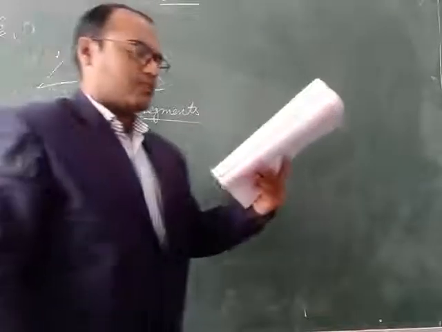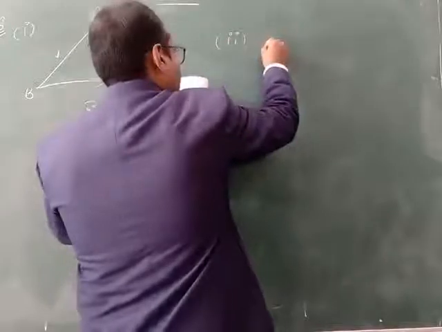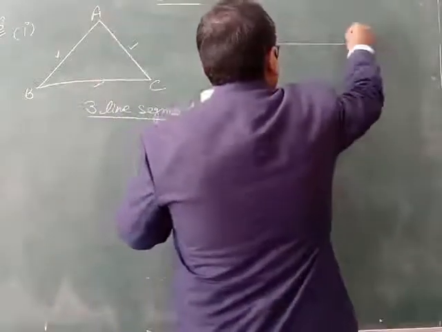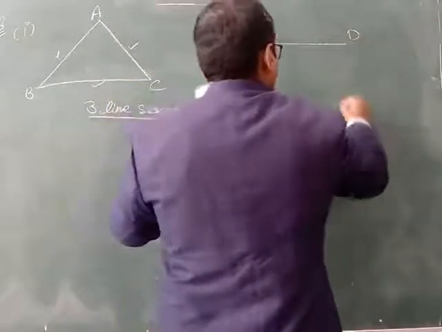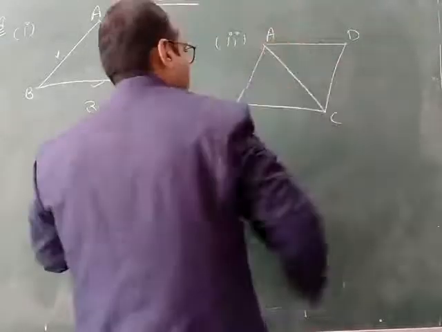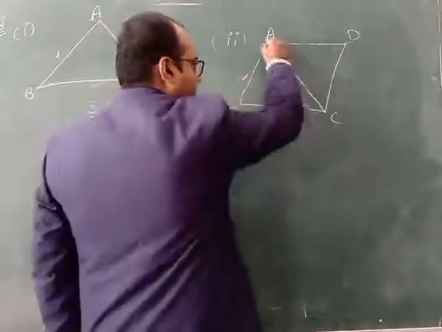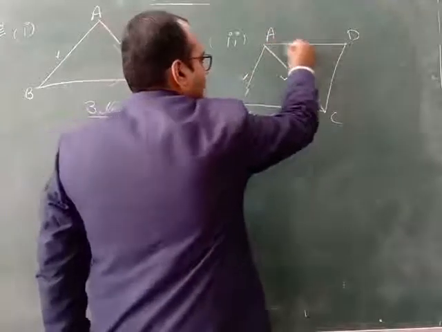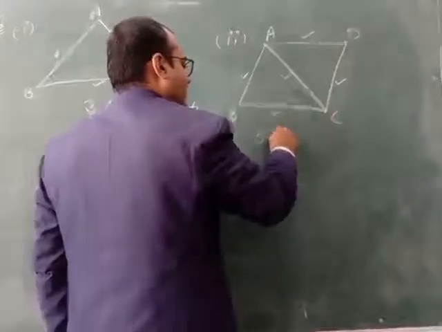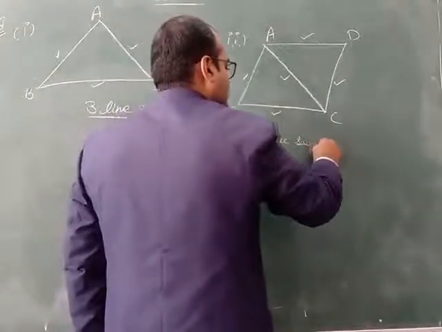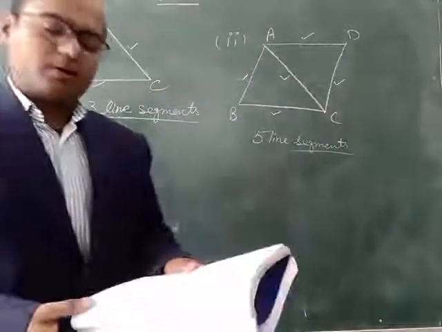In the second part, a figure is given. A, D, B, C. This is the first line segment, this is the second line segment, this one is the third line segment, the fourth one and fifth one. So the total number of line segments is 5. So 5 line segments. So like this you have to do question number 6.